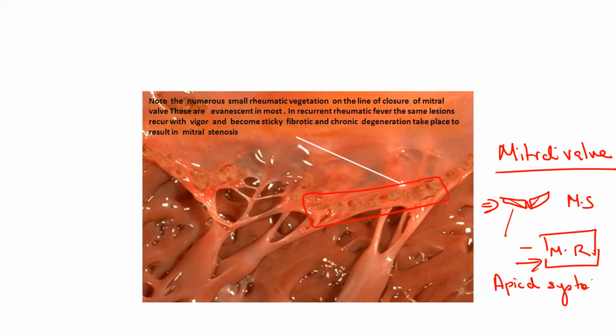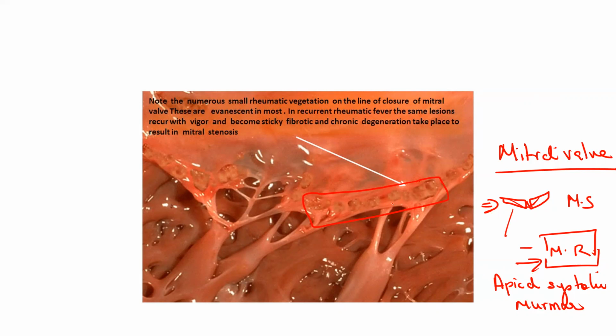Okay, so what happens is that you auscultate the chest. If you can hear any systolic murmur, apical systolic murmur of mitral regurgitation, you go to the wards, you see patients, then you can distinguish these murmurs very well.